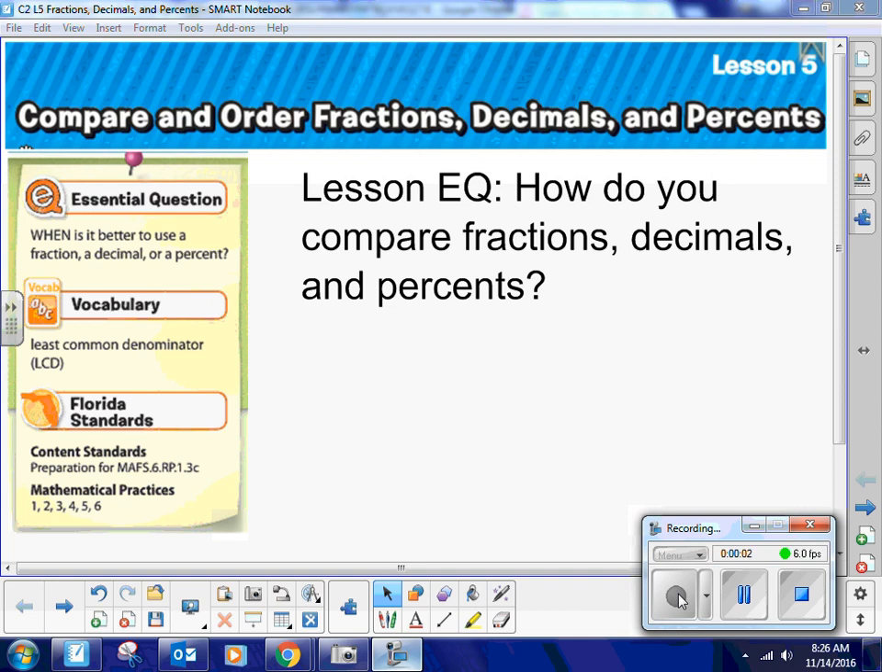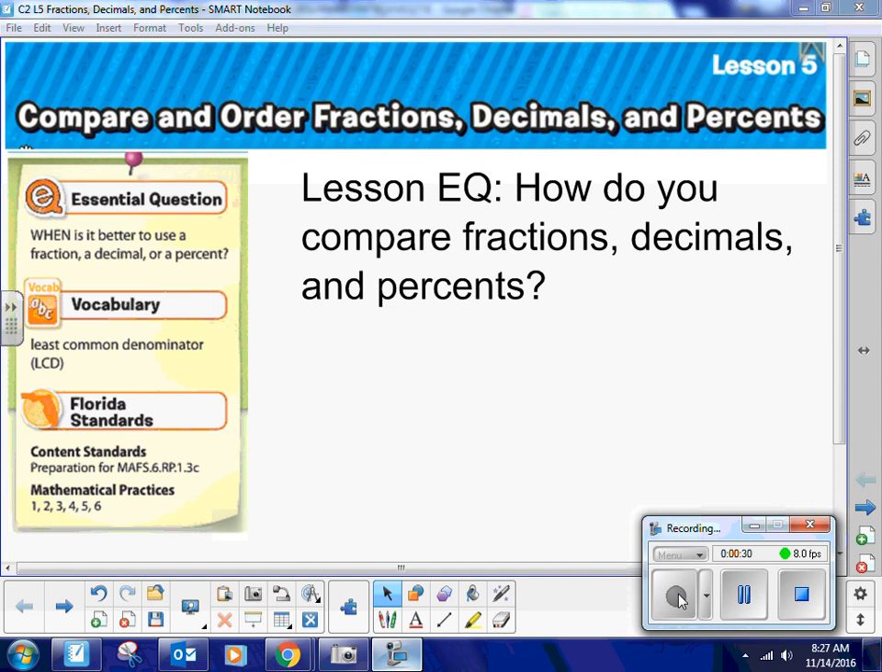Okay, today is Chapter 2, Lesson 5, Compare and Order Fractions, Decimals, and Percents. Some of you may have recognized that we have skipped Chapter 4. Others of you, we have actually done Chapter 4. Chapter 4 was just percents less than 1 and greater than 100. And that's no big deal because you know how that works. It's just moving the decimal over and seeing how things work. Anyway, compare and order fractions, decimals, and percents.